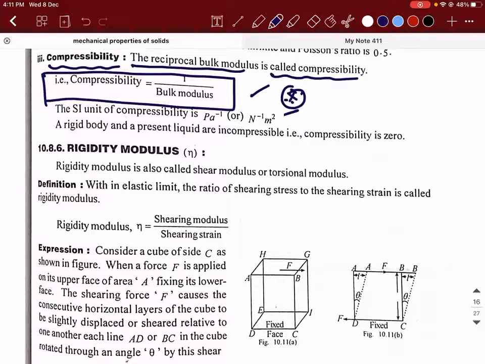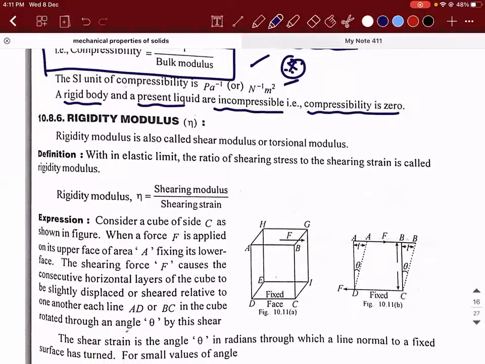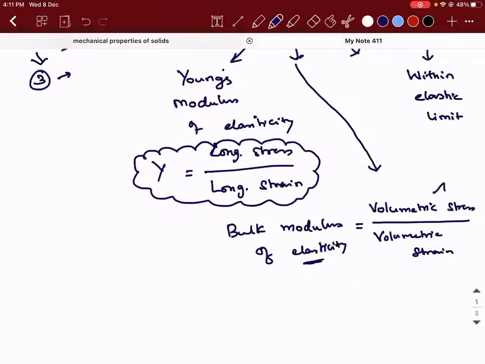Okay, so generally, if you want to define the compressibility for a rigid body and a liquid present in it, they both are incompressible. Hence, the compressibility for a rigid body is going to be 0. This might be a 1 mark question, right? So we have seen two types. What are they? One is Young's modulus, and the second is bulk modulus.